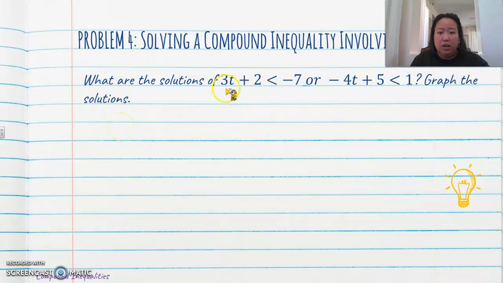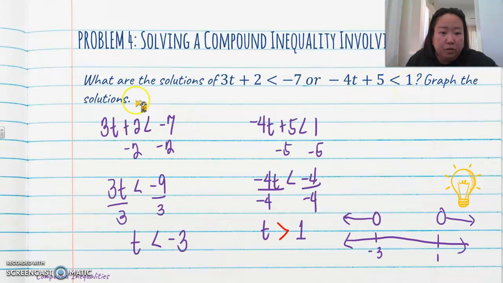So why don't you try to solve for t on this inequality and also solve for t for this inequality. Try it out first. Go ahead. So if you work on 3t plus 2 is less than negative 7, solving for t, you will have an inequality that will be t is less than negative 3. Now, on the other inequality, negative 4t plus 5 is less than 1. Simplifying the whole thing, you will end up having to divide by negative 4. And so, as you can see, our inequality will switch directions.